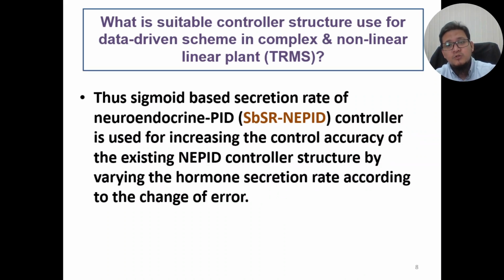So now, what is the suitable controller for the TRMS? So we select the sigmoid-based secretion rate, which is the SBSR neuroendocrine PID controller, for increasing the control accuracy of the existing neuroendocrine controller structure by varying the hormone secretion rate according to the change of error.